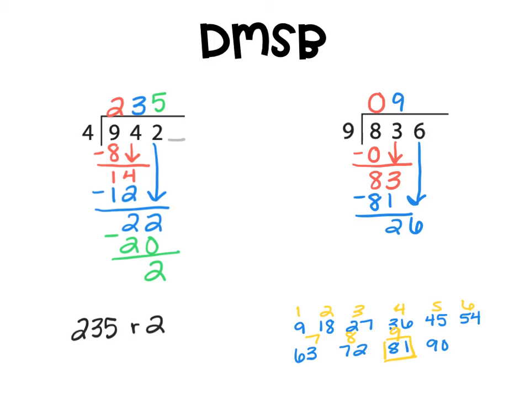Now I'm going to start that process again. 9 will fit into 26 twice. 9 times 2 is 18. When I subtract, I get 8. So my answer for this one is 92 with a remainder of 8.